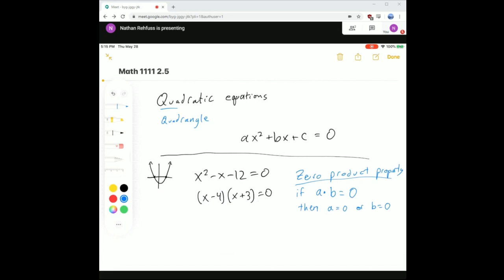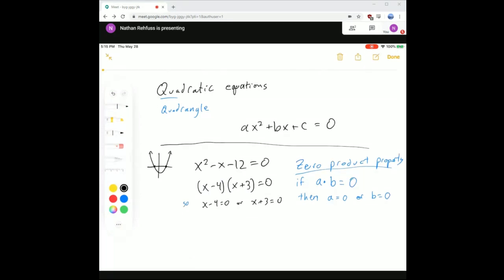So knowing this, I could say, x minus 4, that factor is 0, or x plus 3, that factor is 0. One or the other has to be true. And then I can add 4 to both sides on the left here. X equals 4. Subtract 3 from both sides here. X equals -3.